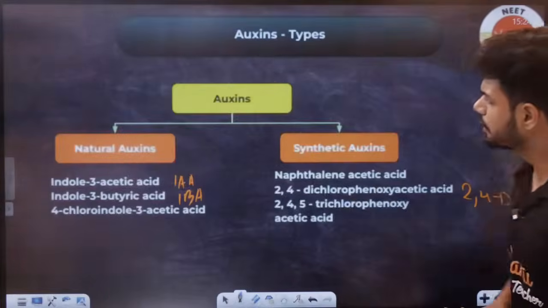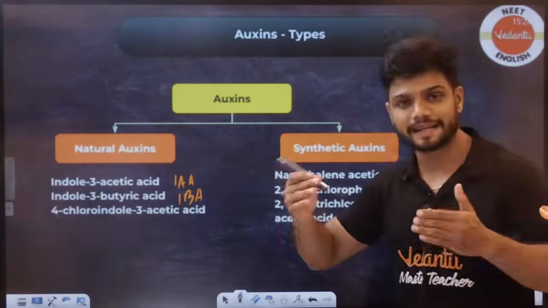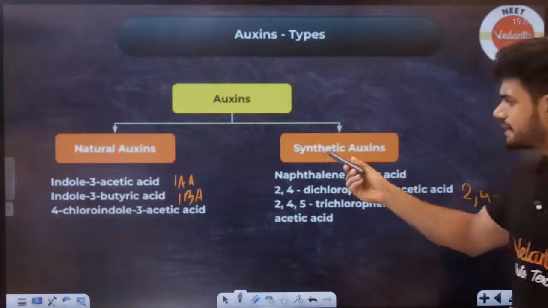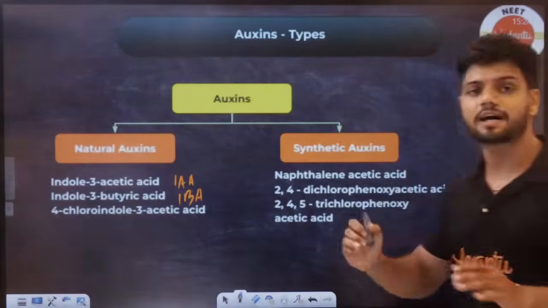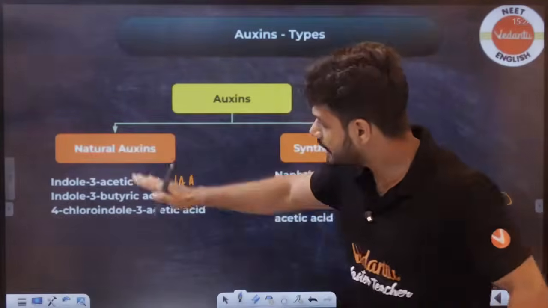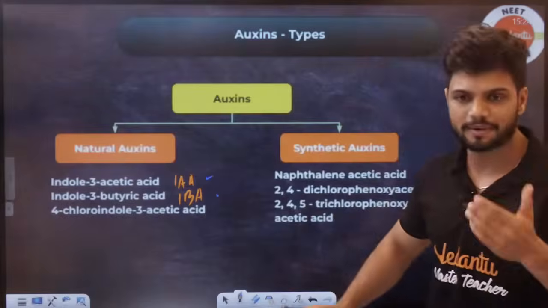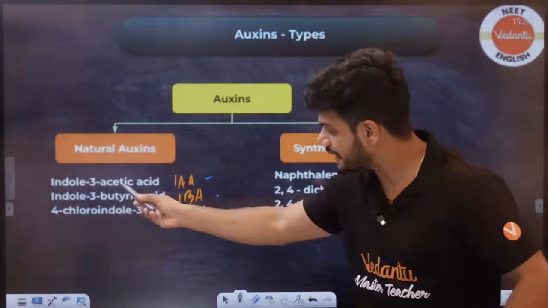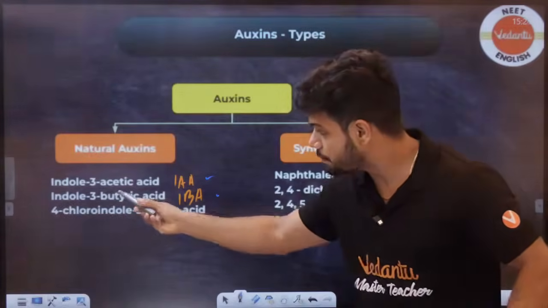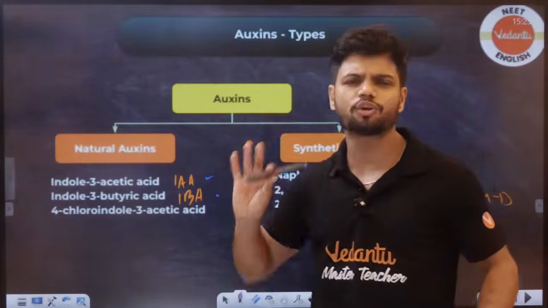Now students, auxin can be of 2 types. There are natural auxins which are present in nature as such. Then there are synthetic auxins. These auxins are prepared by humans in a laboratory. Now, what are examples of natural auxins? IAA and IBA are the 2 famous ones, that is indole 3 acetic acid and indole 3 butyric acid. So both of these are the main natural auxins.